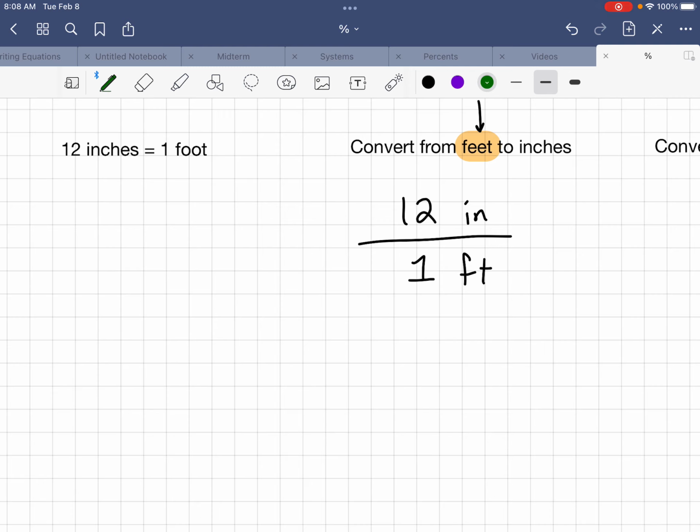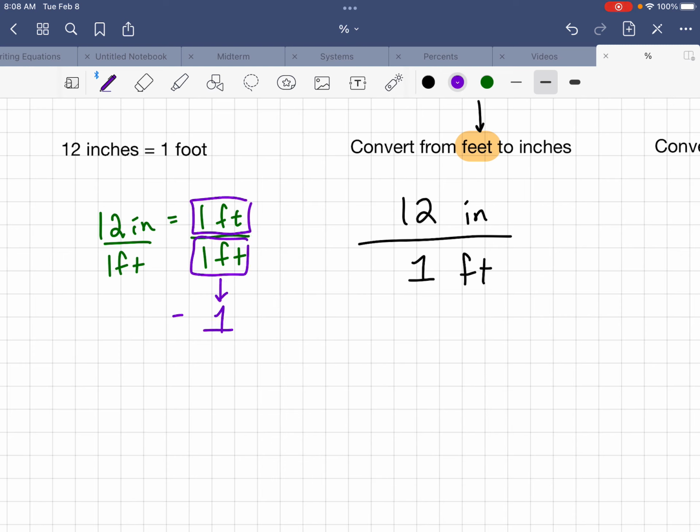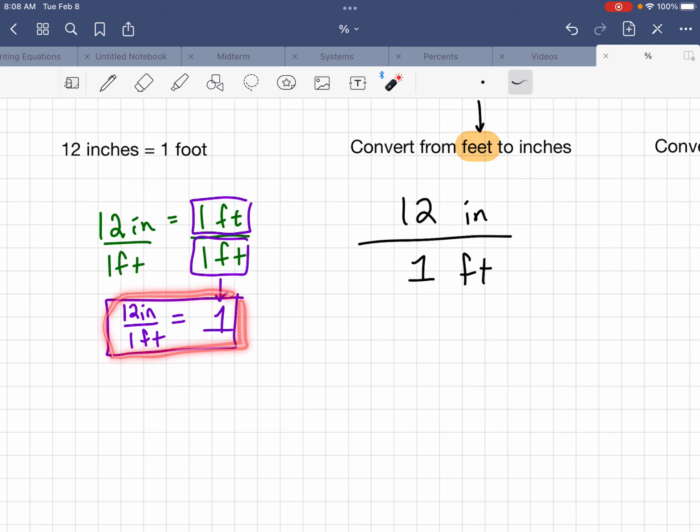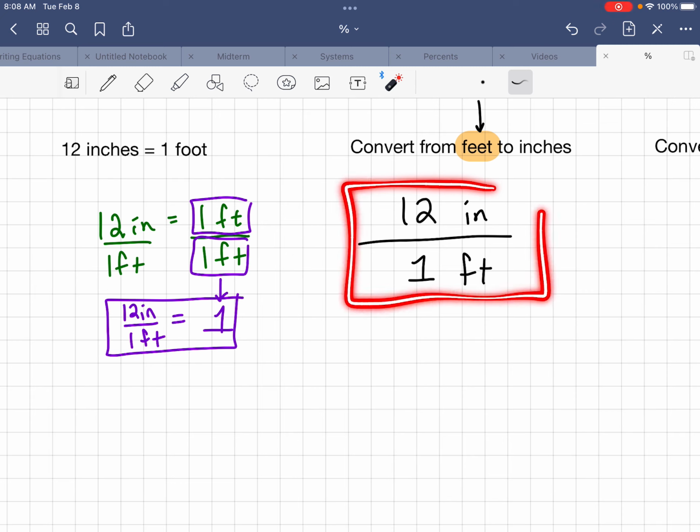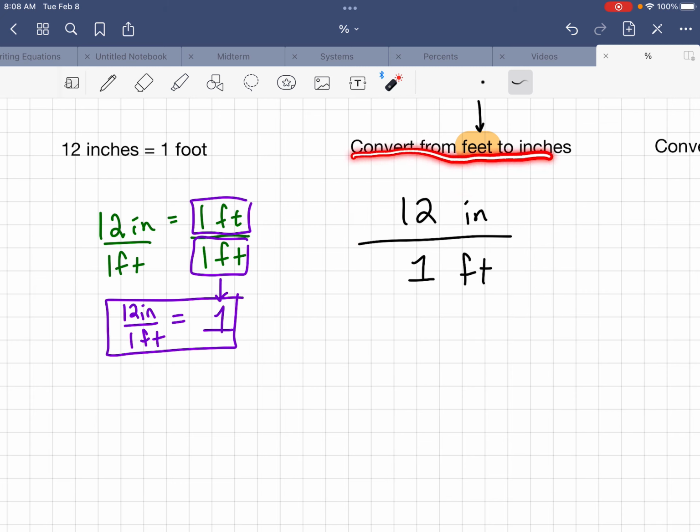And the reason this works is if I took 12 inches equals 1 foot, I'm just rewriting that equation, and I divide by 1 foot on each side. Algebraically, the units behave as if they were variables, and anything divided by itself is equal to 1, and I get a ratio of the number of inches in 1 foot. And we know it's equivalent to 1, which is going to be important when we start using them to convert. All right, so this is the first ratio, and that's what I would use if I wanted to convert from feet to inches.